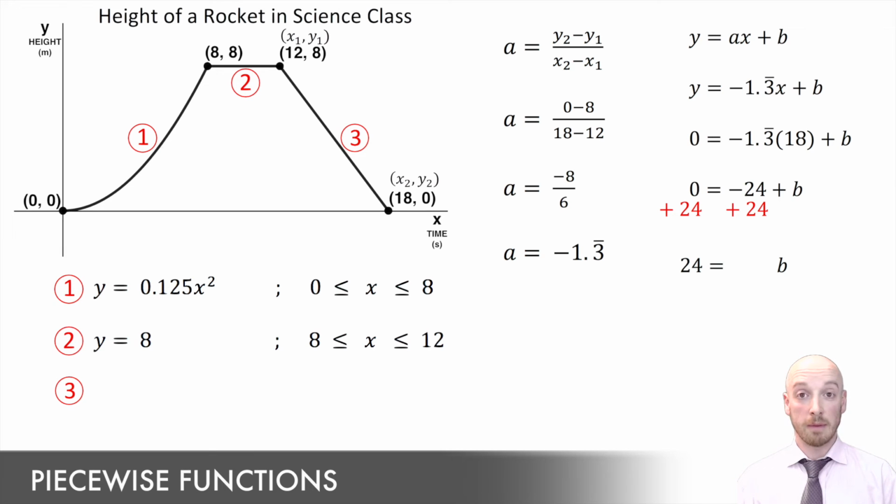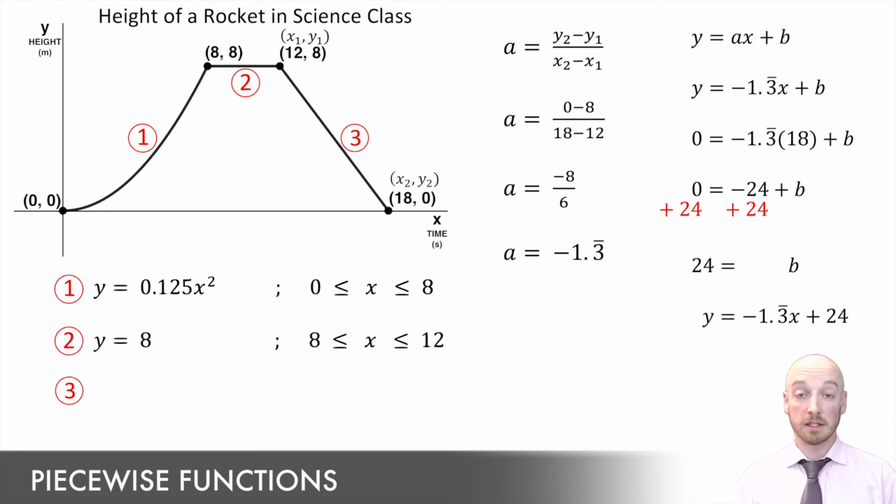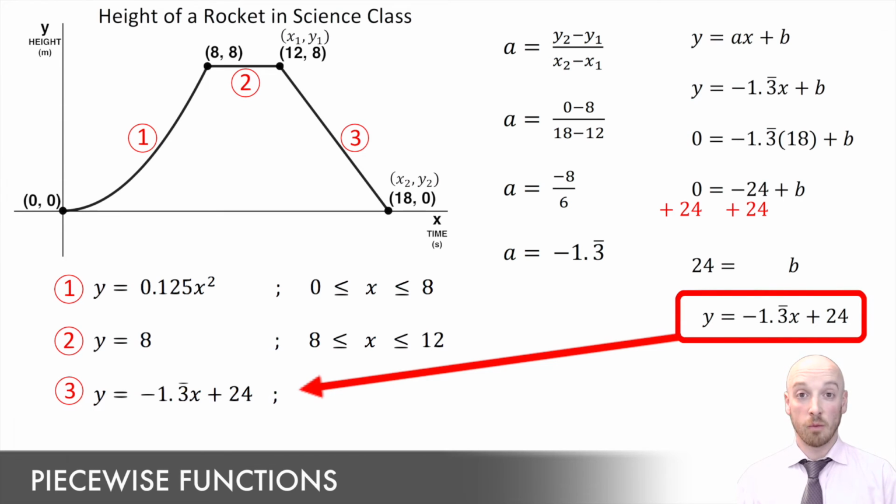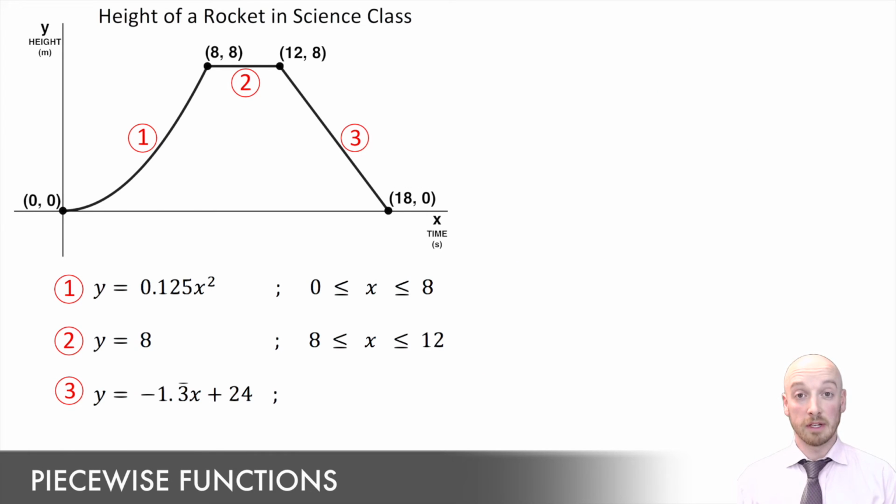So when I work out the math and I isolate b, I end up with 24 as my answer for b, that's the y-intercept. So with a slope of negative 1.3 repeating and a y-intercept of 24, I've got the rule for this linear equation, y equals negative 1.3 repeating x plus 24. So this linear rule, of course, only applies when the x values of this function are between 12 and 18. This represents the 6 seconds that it takes for the rocket to come back to ground level. Look at the graph and you'll see exactly what I mean.